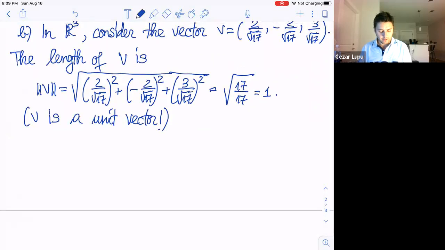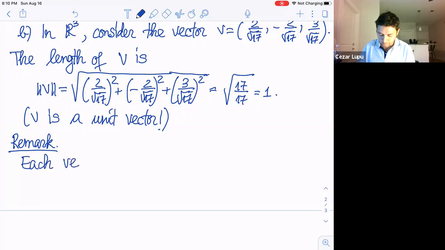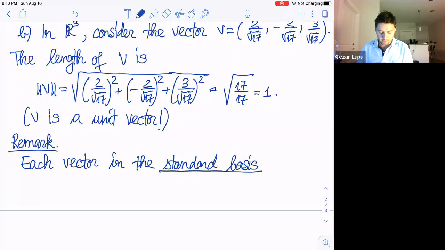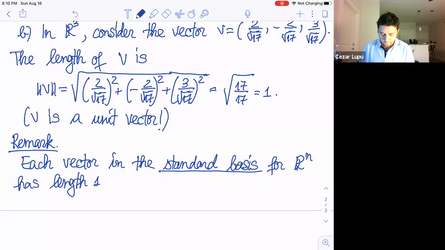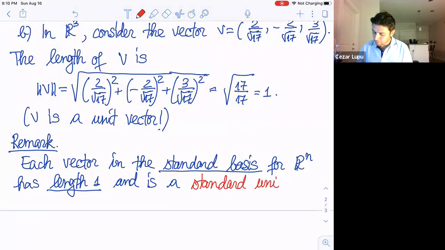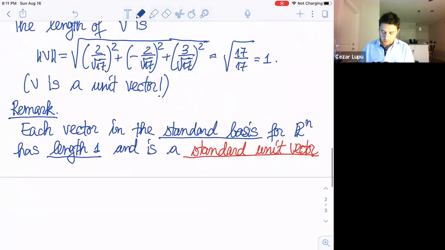Now let me point out another remark. Since we're talking about unit vectors, each vector in the standard basis for Rn, and I think you remember by now what the standard basis is, has length 1, and is a standard unit vector in Rn.